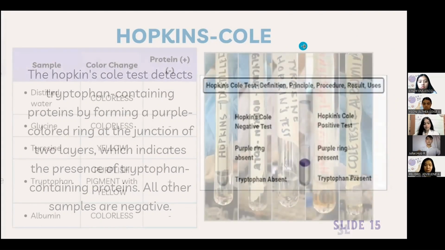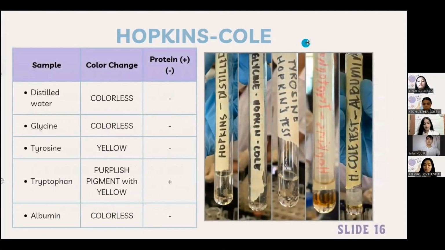So for the result, as we all know now, the Hopkins test was intended to find the tryptophan-containing proteins. So it will be much easier for us to understand how distilled water, tyrosine, glycine, and albumin all tested negative in this test. So the tryptophan, because of its components, tested positive for protein, as it also showed a purplish pigment with a little bit of yellow, making it easier to distinguish that there is a presence of protein in this sample.